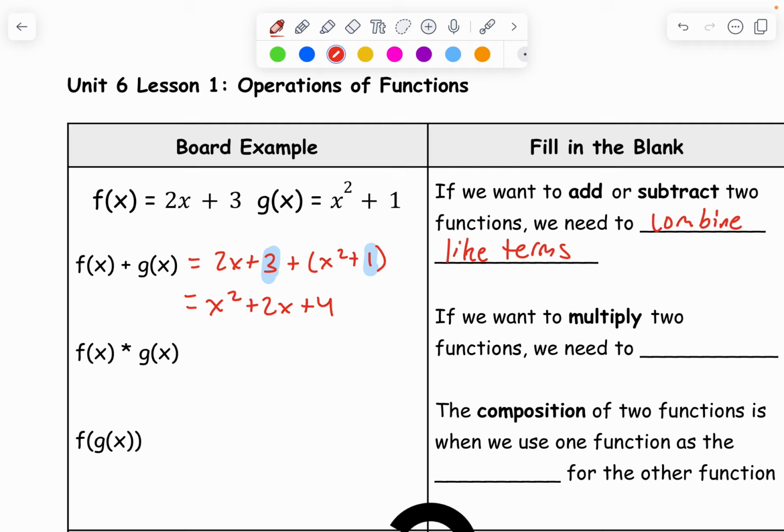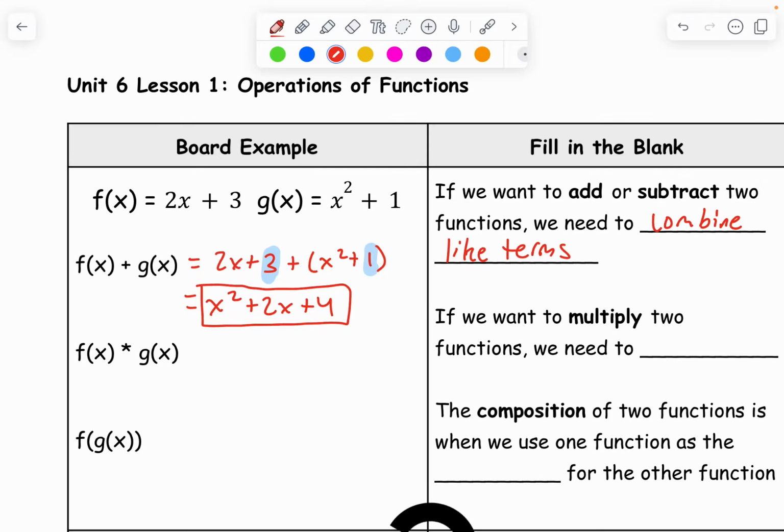Please get in the habit of putting your terms in order from greatest exponent to least. That's called standard form. It's just good notation. And so that's all we have to do. It would be the same thing if it was subtraction, right? If it was subtraction, you would just subtract the terms and combine them instead of adding them, okay?